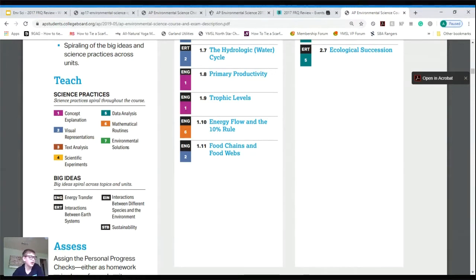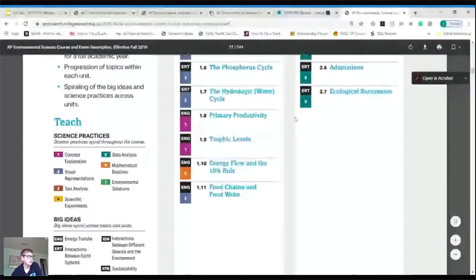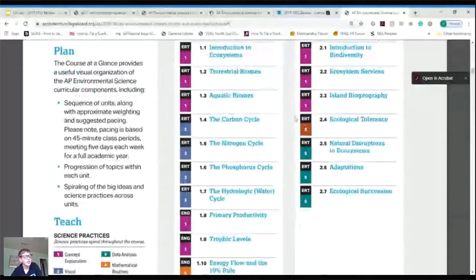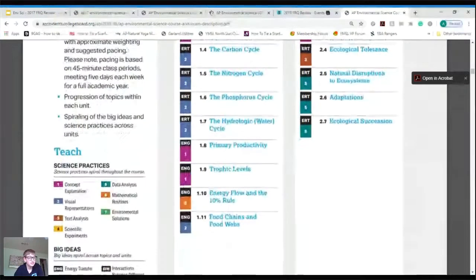First, I'm going to look at number 4, scientific experiments. First things first, when we look at units 1 and 2, you don't see any numbers 4 or 7. That doesn't mean the FRQ can't be on units 1 and 2, but you also see a lot of things from units 1 and 2 in the later units, especially in unit 5. In unit 5, land use, you'll see a lot about different ecosystems and biomes. Ecosystem services might show up again in unit 5. Adaptations, definitely. Succession is talked about a lot in APES.